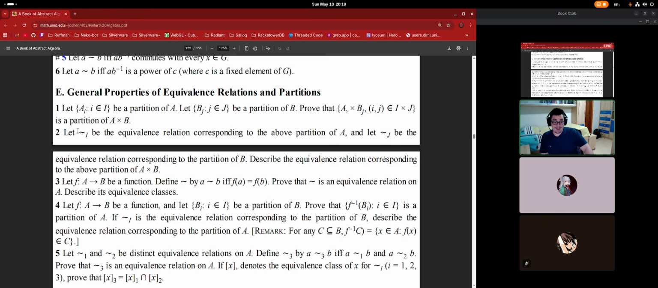So then we go to A2. Let tilde I be the equivalence relation corresponding to the above partition of A, and let tilde j be the equivalence relation corresponding to the partition of B. Describe the equivalence relation corresponding to the above partition of A times B.